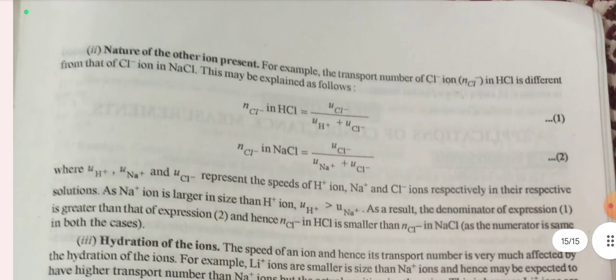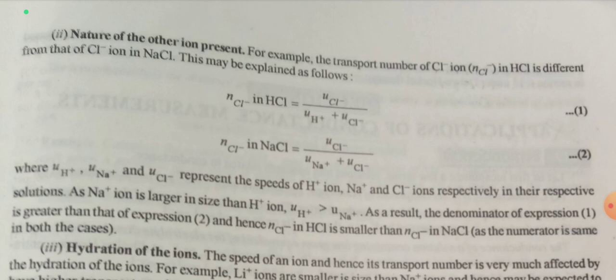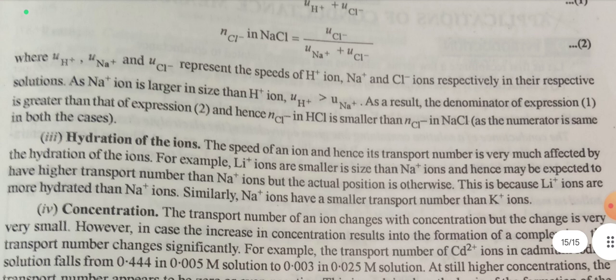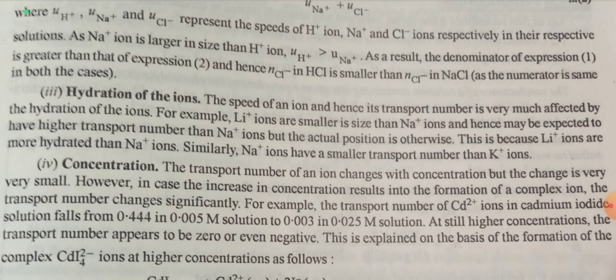Nature of other ions present. For example, the transport number of chloride ion in HCl is different from that of chloride ion in NaCl. This may be explained as follows, where UH+, UNa+ and UCl- represent the speeds of H+ ion, Na+ ion and Cl- ion respectively in their respective solutions. As Na+ ion is larger in size than H+ ion, UH+ is greater than UNa+. As a result, the denominator of expression 1 is greater than that of expression 2, and hence NCl- in HCl is smaller than NCl- in NaCl.